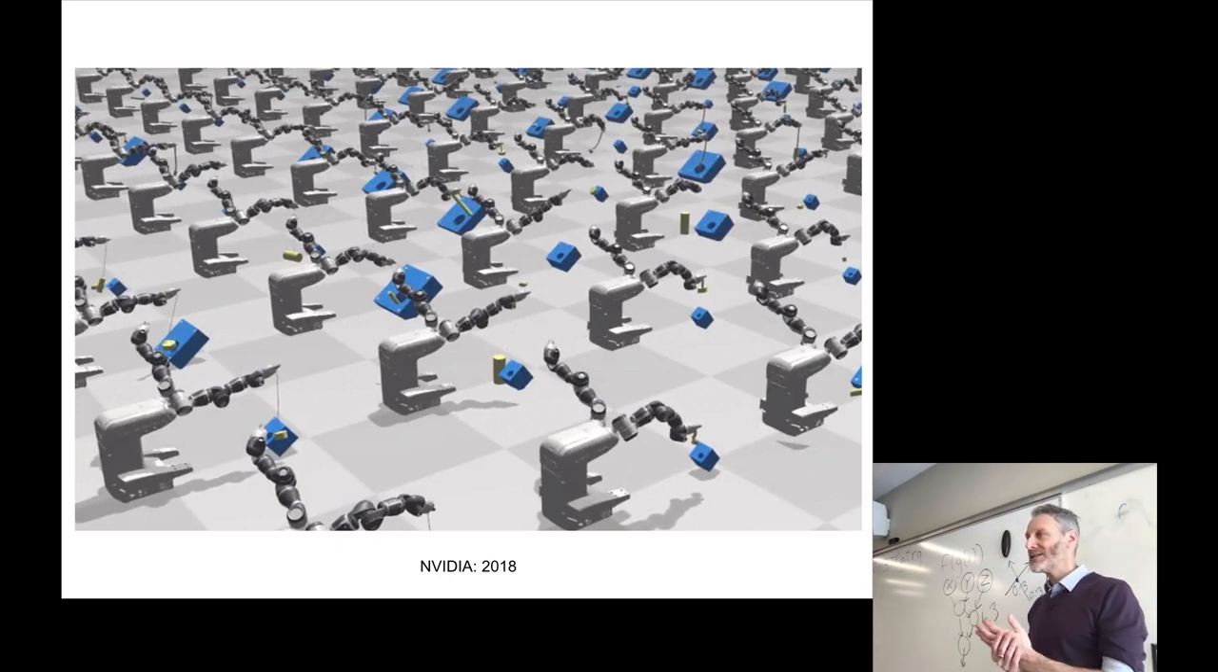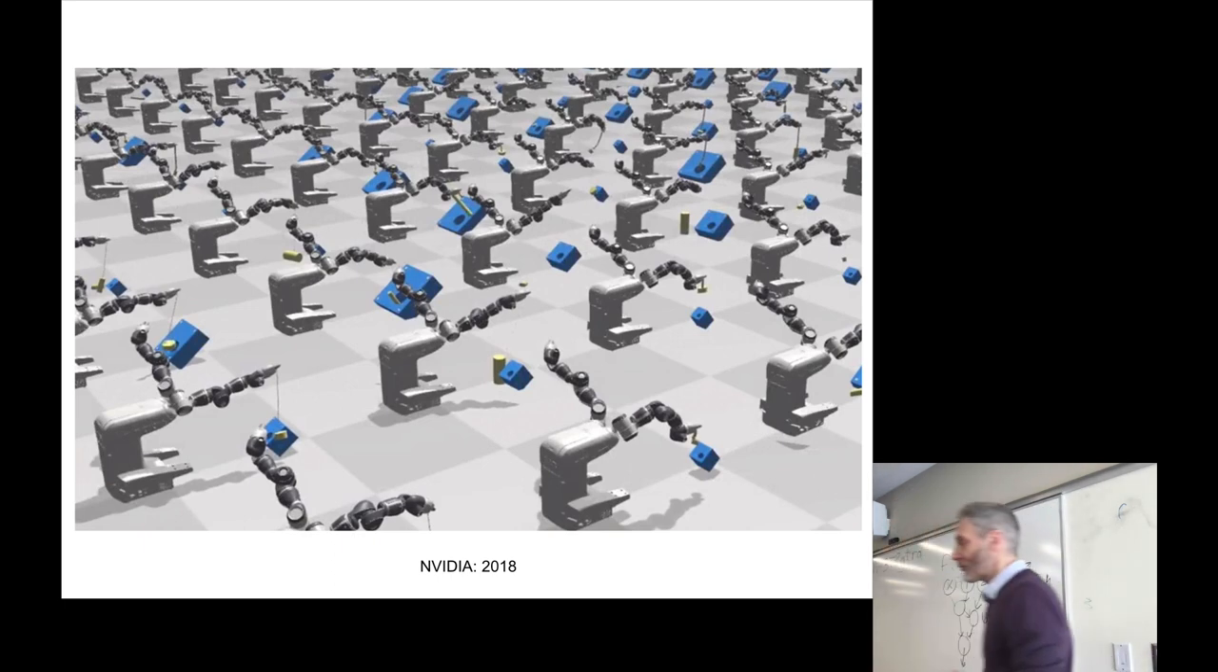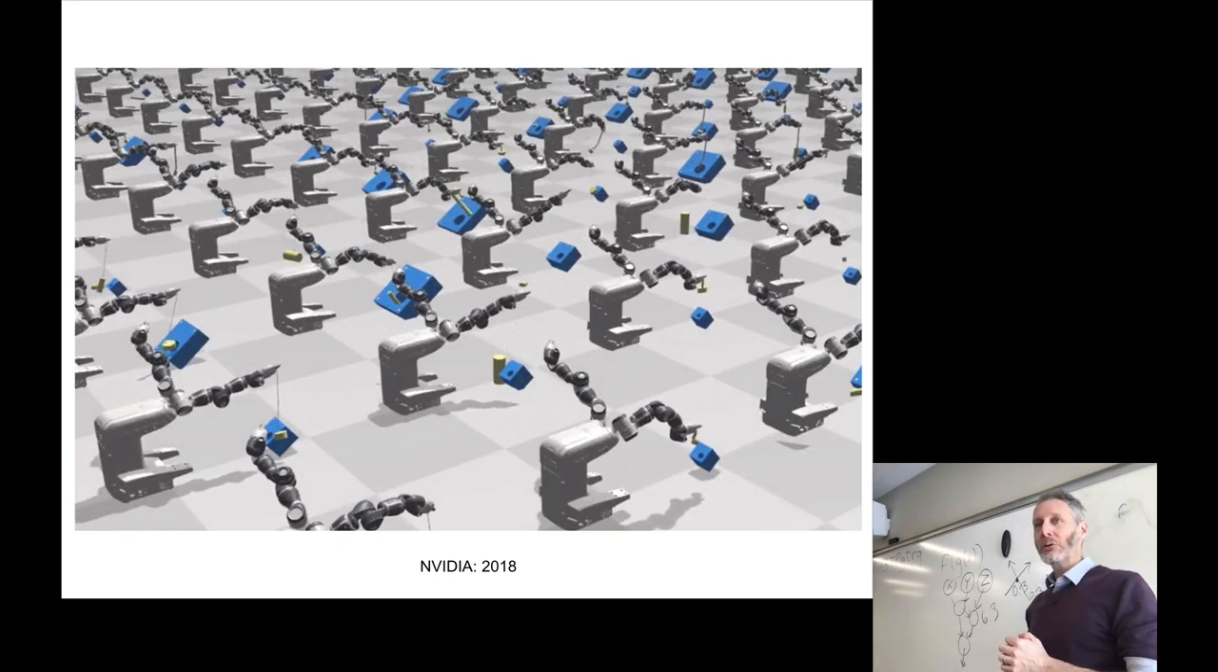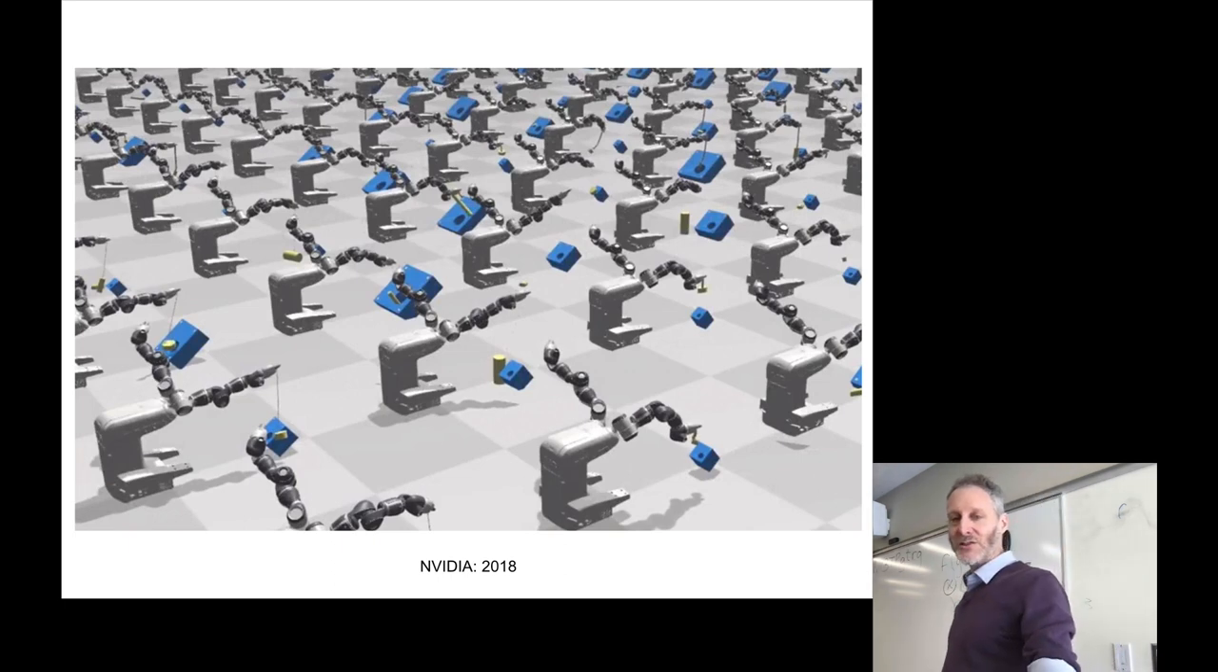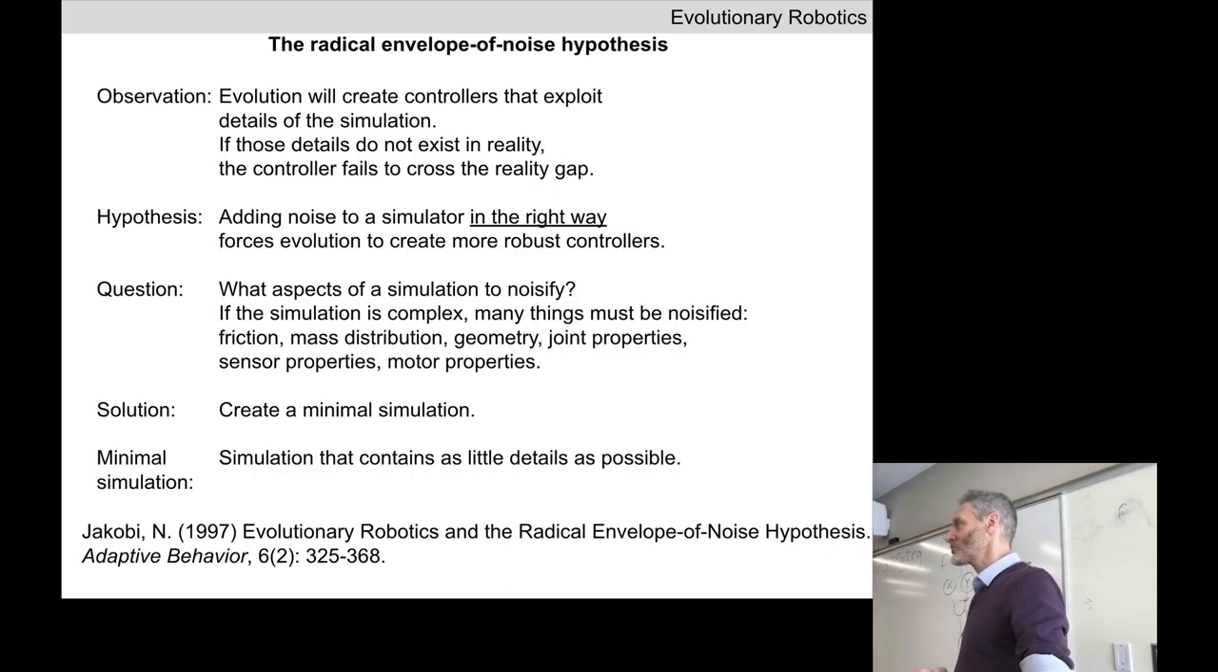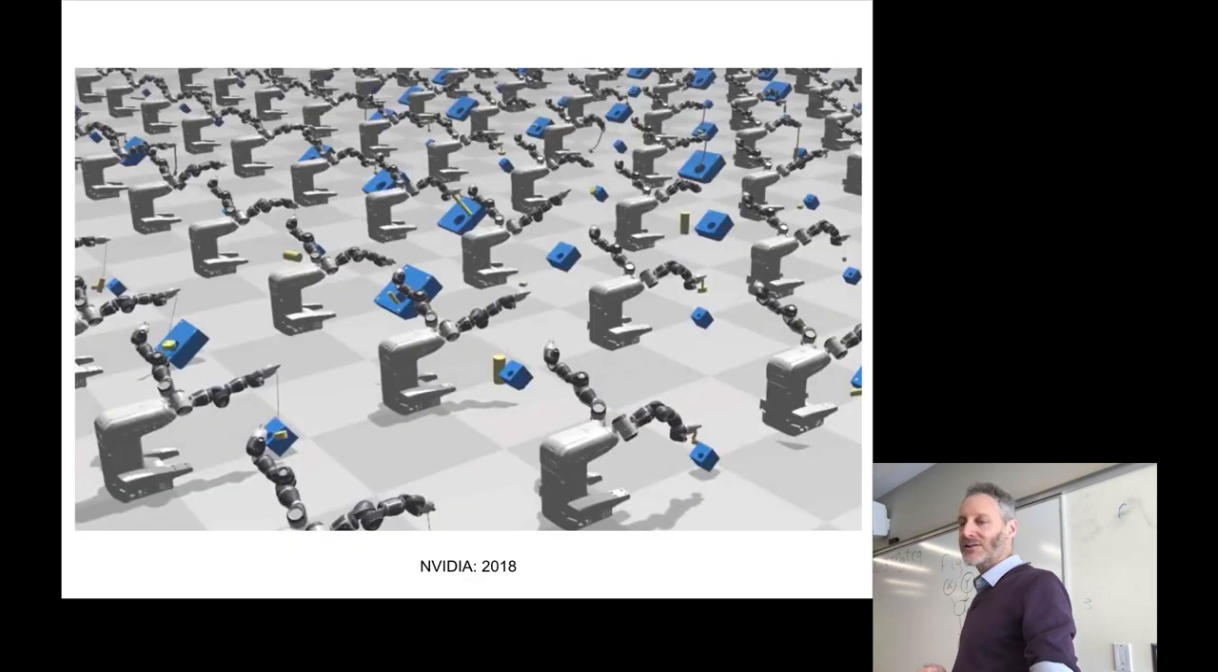In 2018, the NVIDIA Corporation announced to great fanfare this brand new algorithm they'd come up with called domain randomization. For those of us that were working in evolutionary robotics, we took deep offense because, as you'll see in a moment, this is just a repackaging of something that was reported in literature over 20 years ago, just given better graphics, in my biased opinion.